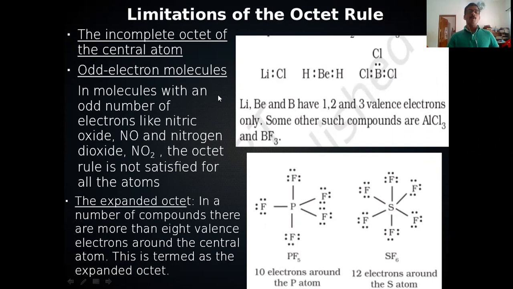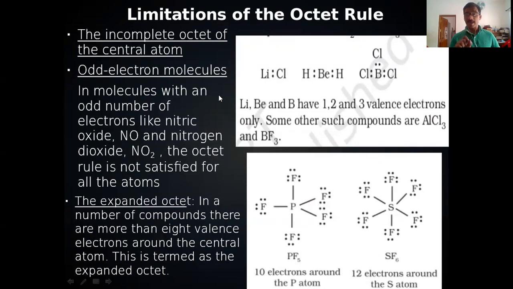The second case, odd electron molecules. Octet 8 is an even number, but we can find compounds which contain an odd number of electrons. For example, nitric oxide. Nitric oxide has an unpaired electron, so an odd number of electrons. Nitrogen dioxide, NO2, also has an unpaired electron. So here also the octet rule is not satisfied.